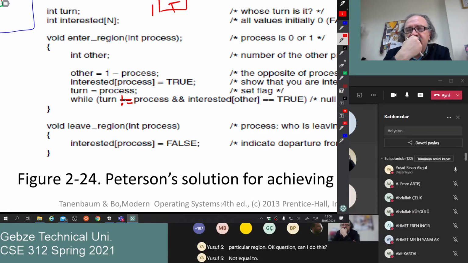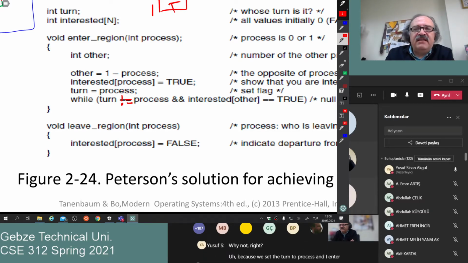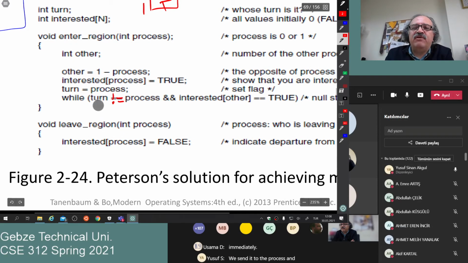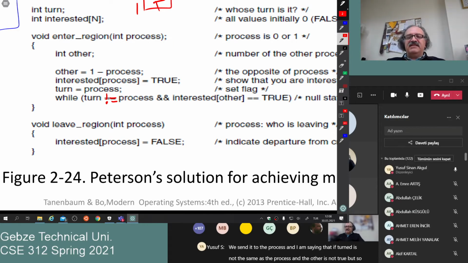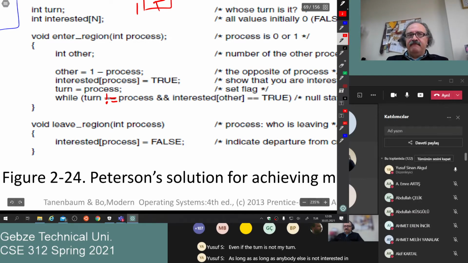Can I do this? Shouldn't this lead to a starve, a potential starve? Why not? Because we set the turn to process and I enter immediately. We send it to the process, and I am saying that if turn is not the same as the process and the other is not true, so there is the second condition. Even if it is not my turn, as long as anybody else is not interested in getting to the critical region, I should enter it, right?